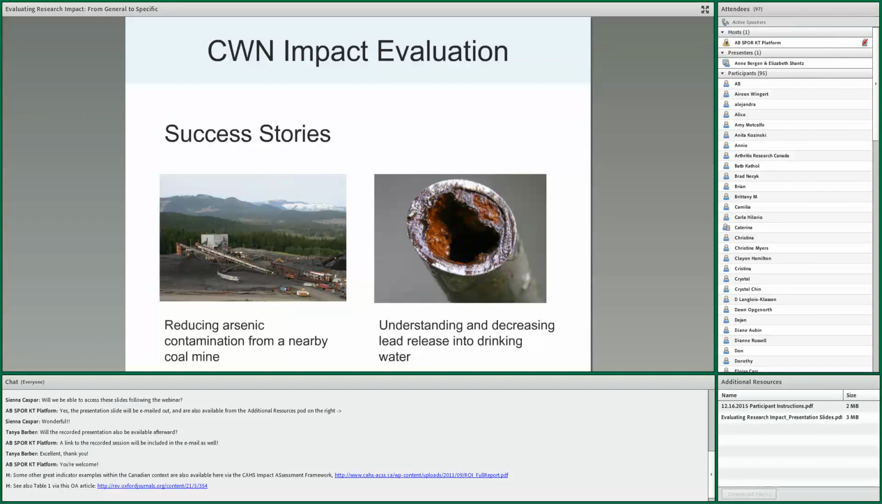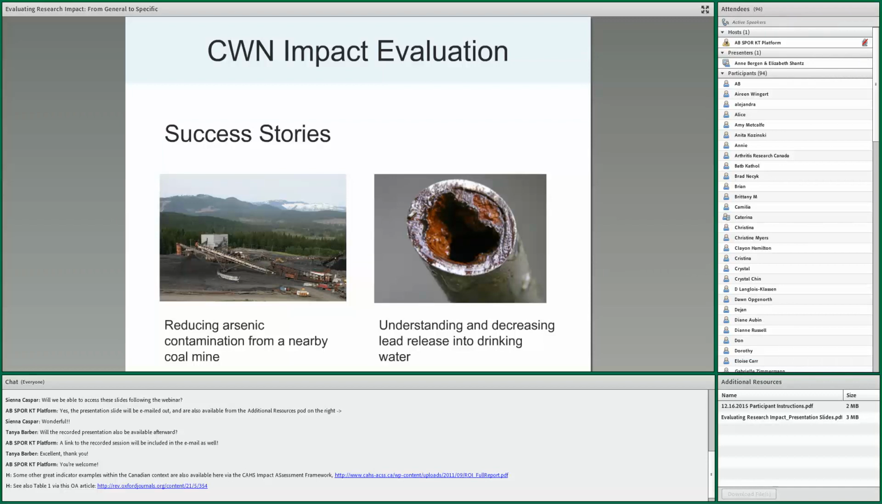And this was an exciting project too, because this was somewhere where the impact could actually be quantified. You had an arsenic level before the research, and you had an arsenic contamination level afterwards, so you could see the impact of the research and then the remediation by the coal mine. Yeah, absolutely. We were very excited by the potential to sort of quantify impact in that particular project.